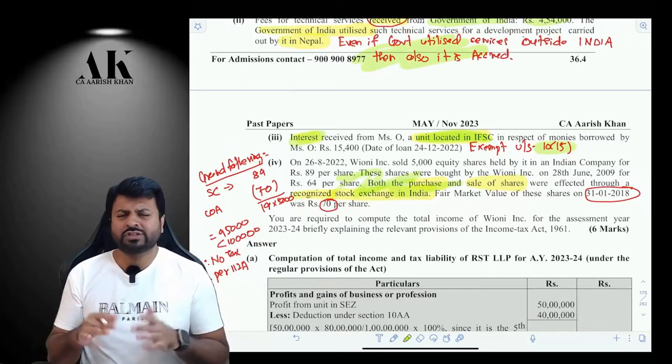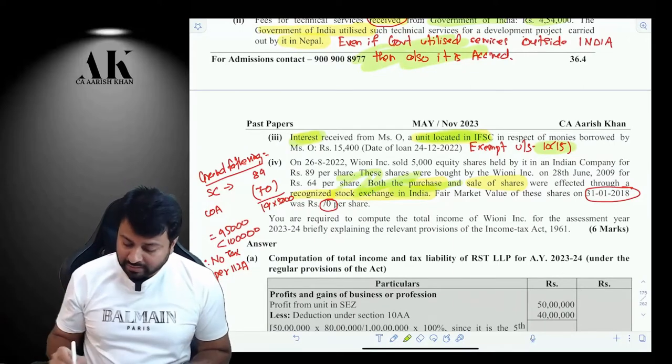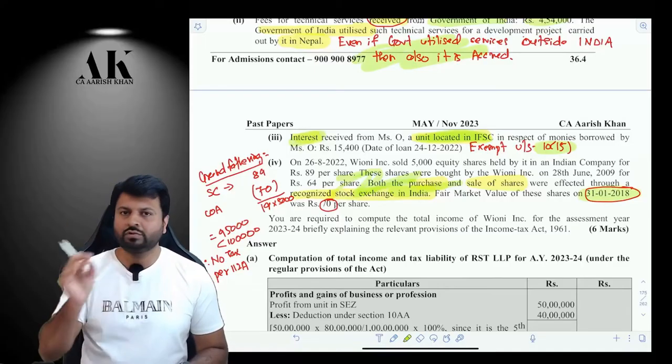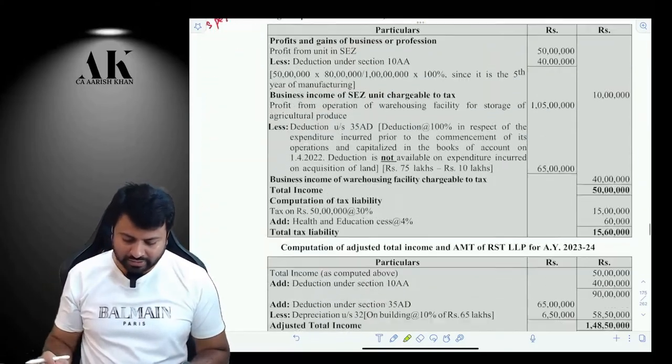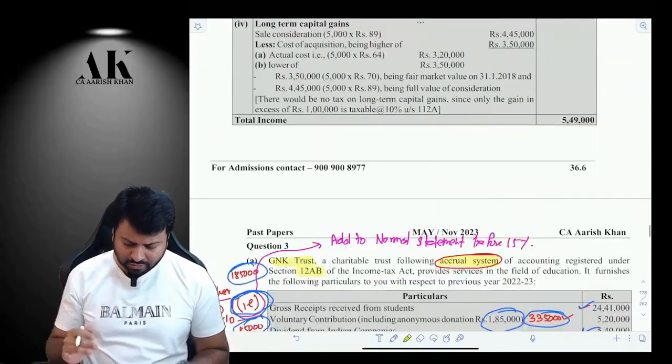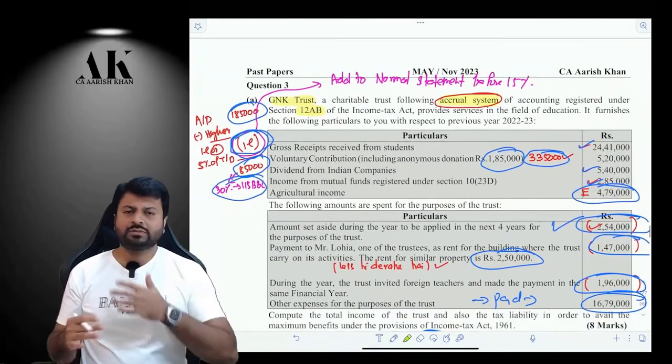And the last one is a very simple one that is based on grandfathering. We have done a lot of questions on grandfathering. Whenever the date 31st Jan 2018 comes, it means there is a question on grandfathering. You have to compute your cost of acquisition accordingly and compute capital gains under 112A. Now, in this question, you are only supposed to compute the total income, that's it. You are not supposed to compute any tax liability.